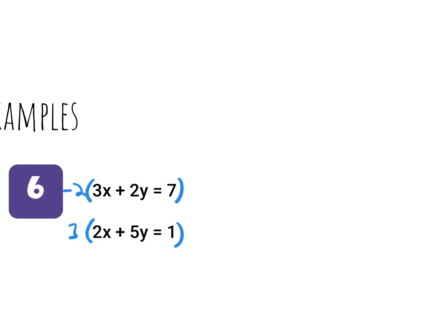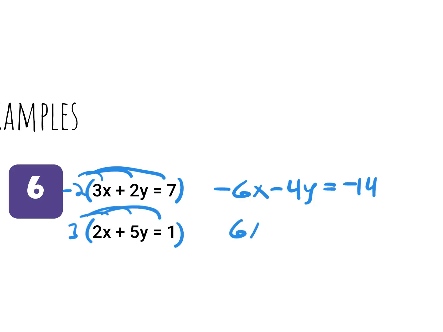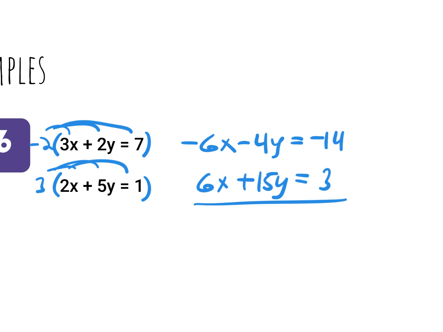So just make one of them negative. If I distribute -2, that's going to get us -6x minus 4y equals -14. And then when we distribute 3, we're going to get 6x plus 15y equals 3. And then we can combine these, right? -6x plus 6x cancels out. -4y plus 15y is going to get us 11y. And then -14 plus 3 gets you -11. So pretty easy equation to solve.